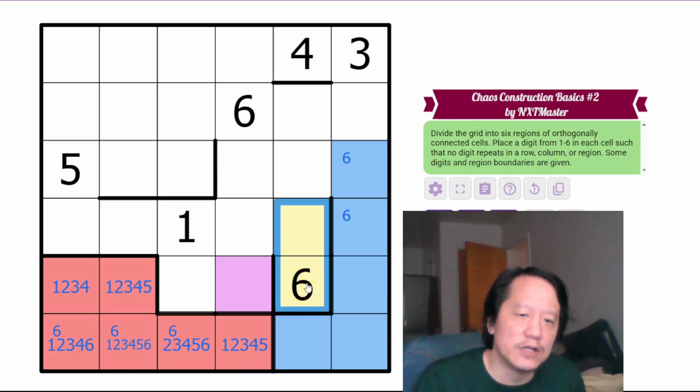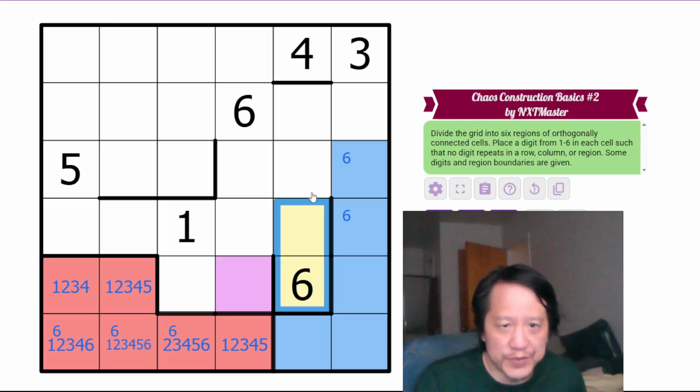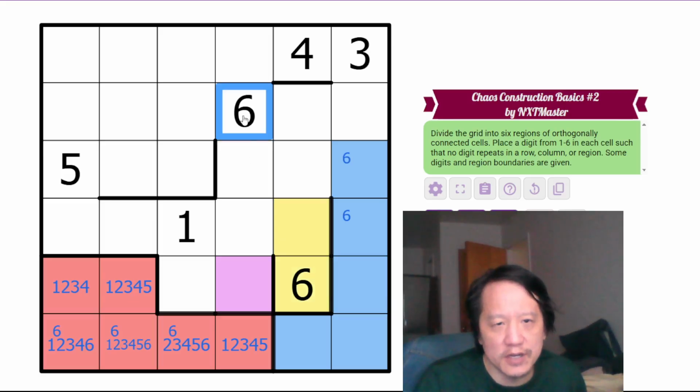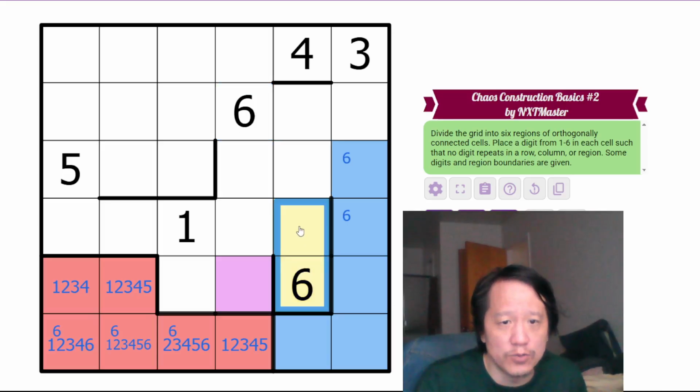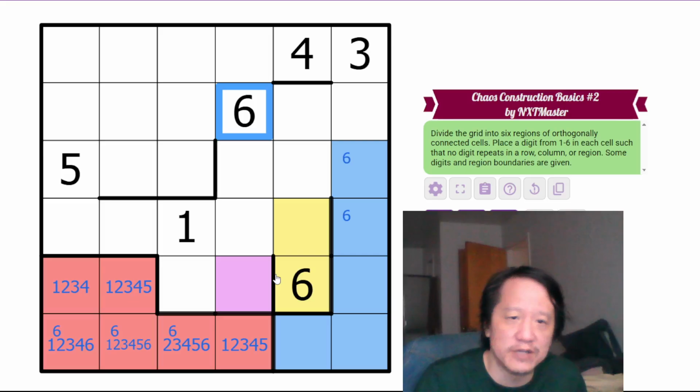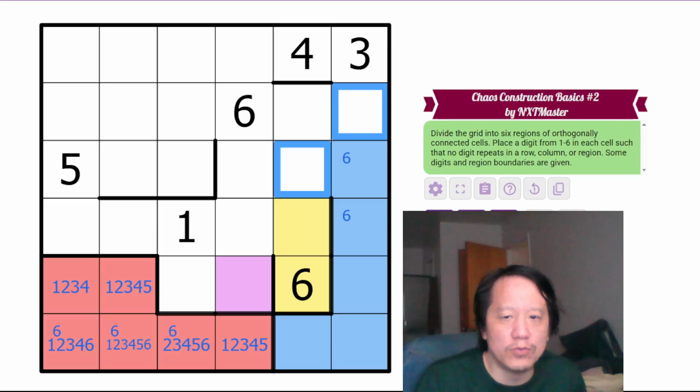How does this yellow region expand? Well, for one thing, you have a 6 already in this yellow region. That means you cannot have 2 6s in the same region. So this yellow region is necessarily blocked by this 6 cell here. Blue can be only one of these 2 for the remaining cell.